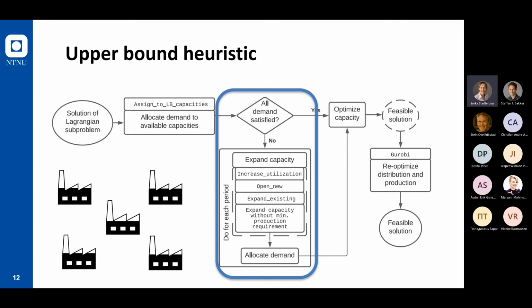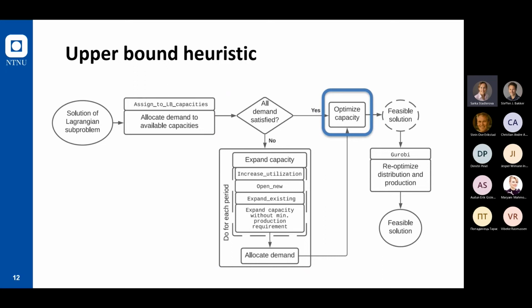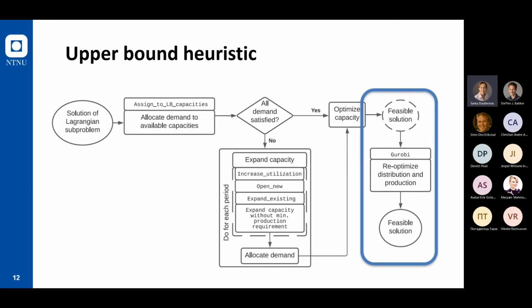Then in the next step, after we have enough capacity in all periods, we have to optimize capacity in the sense that we have to reduce capacity, because it's still possible that in this first step, when we solve the relax problem, we installed way too much capacity. So now we can reduce it. And afterwards, we get a feasible solution.